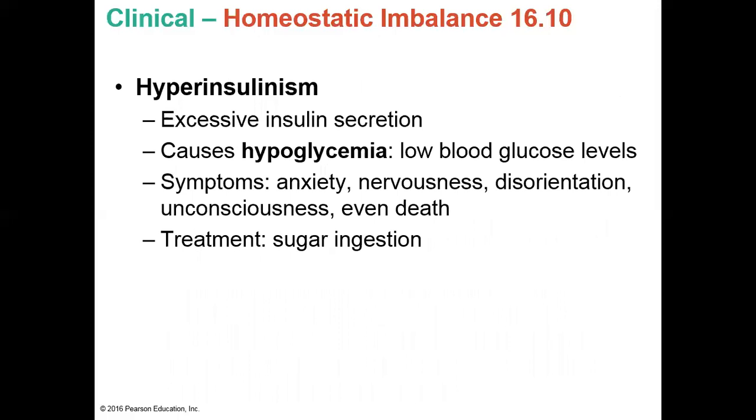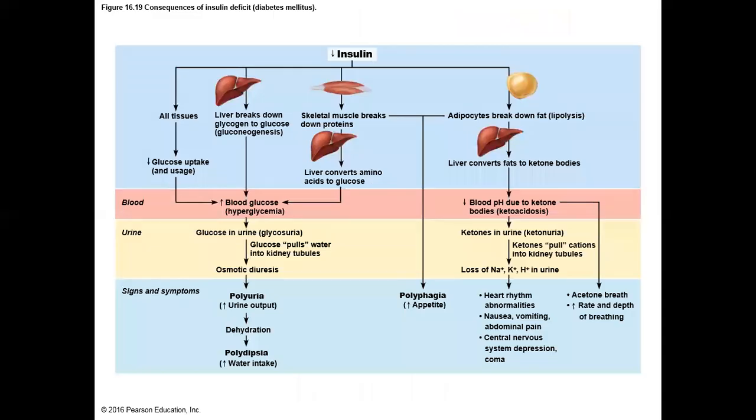Hyperinsulinemia, excessive insulin, is caused by hypoglycemia, so low blood glucose levels, anxiety, nervousness, disorientation. You can even die, no lie, from that. And so you give the person sugar really quickly to bring their blood glucose levels up. And then this is just insulin and how it works with other cells.